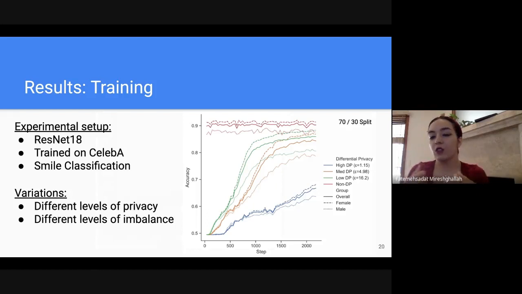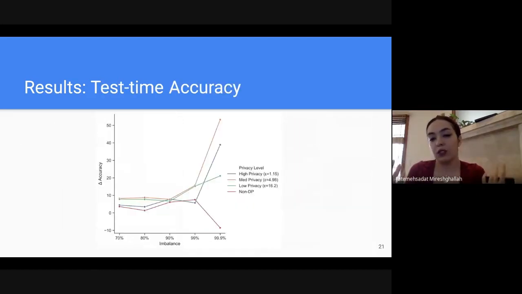And it's getting close to being random, so it makes sense that it's just making everything worse. It doesn't really mean much. So it makes sense that the medium privacy level is the one that matters. Okay, I think I'm running out of time. Anyway, the highest privacy is not necessarily always the worst in terms of fairness.